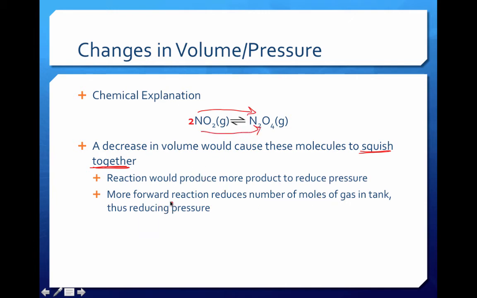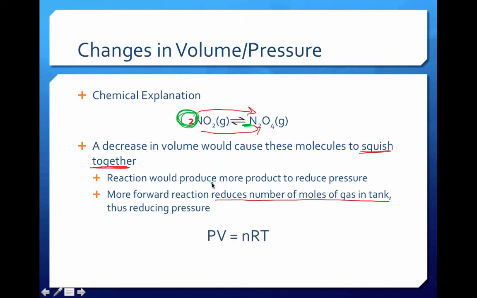The reason this happens is because more forward reaction reduces the number of moles of gas in the tank. And we can see that clearly from the coefficients here. When I have my reactant molecules, there's 2 moles of nitrogen dioxide. When it goes to make product, it only turns into 1 mole of gas. So the more forward reaction we have, the fewer moles of gas are present in our actual tank.